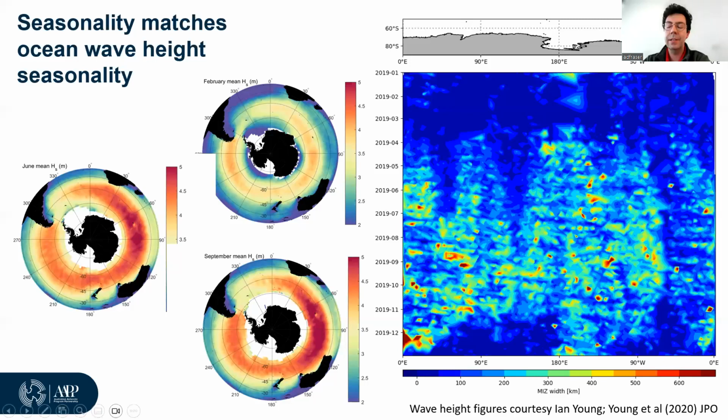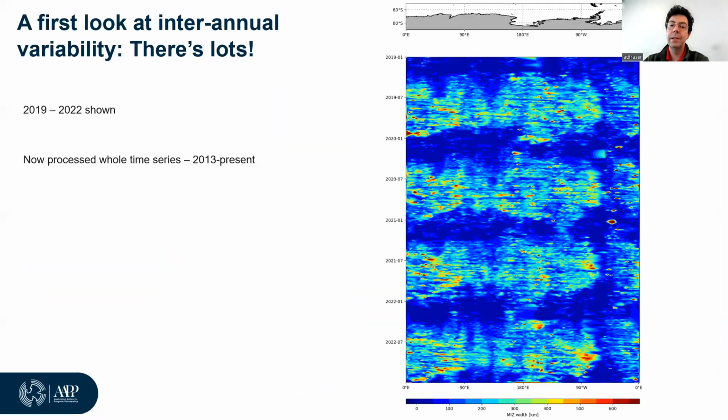I wanted to also show a little first look at the variability. This is just showing the years 2019 to 2022. It's a really rich data set, so there's a lot of interannual variability. Something crazy went on in August of 2022, and I wonder if this had something to do with the crazy sea ice seasonality that happened at around the same time, where there was a really huge retreat.